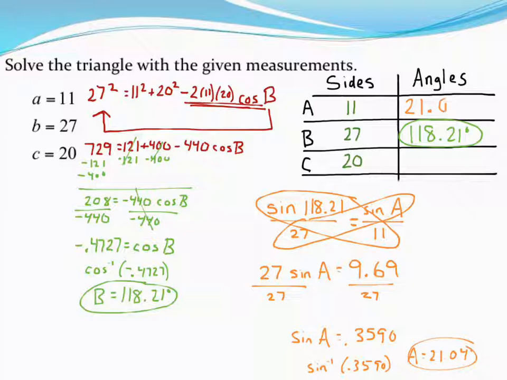Finally, now that I know two angles, let's keep this simple and use the fact that all angles in a triangle always add up to 180 degrees. So subtracting the two angles I've already found from 180 tells me that angle C is going to be 40.75 degrees.